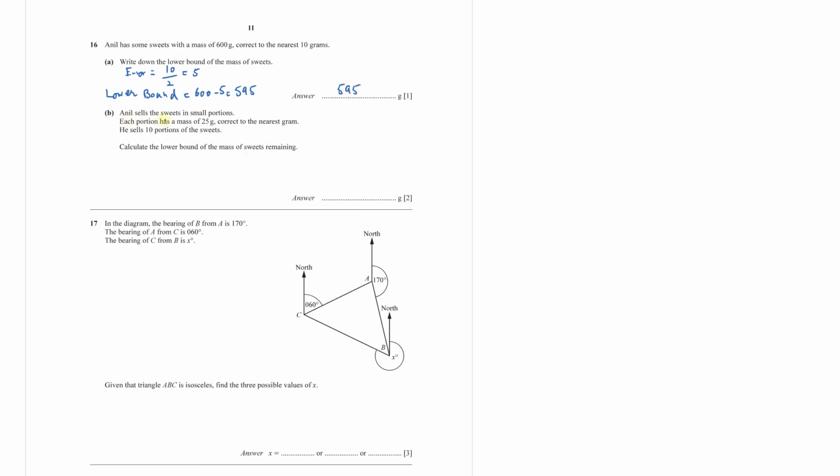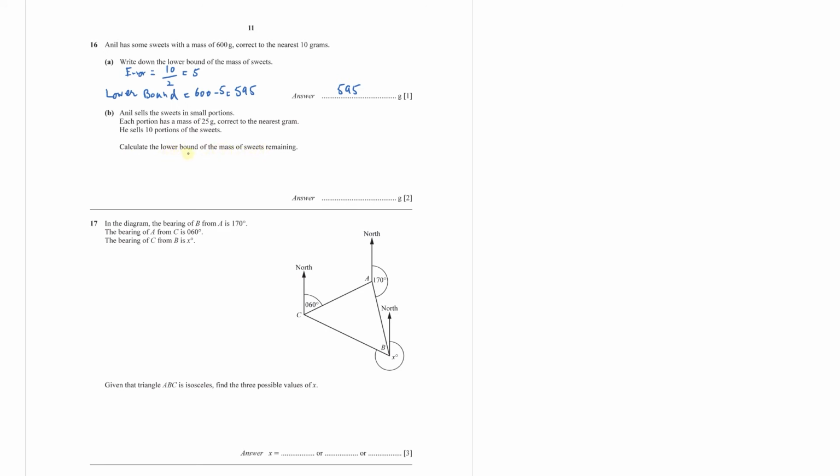Anil sells the sweets in small portions. Each portion has a mass of 25 gram, correct to the nearest gram. He sells 10 portions of the sweets. Calculate the lower bound of the mass of sweets remaining. Let's say this portion represents a box of sweets, so he sells 10 such boxes or portions. Each portion has a mass of 25 gram, correct to the nearest gram. So we have to calculate the lower bound of the mass of sweets remaining.